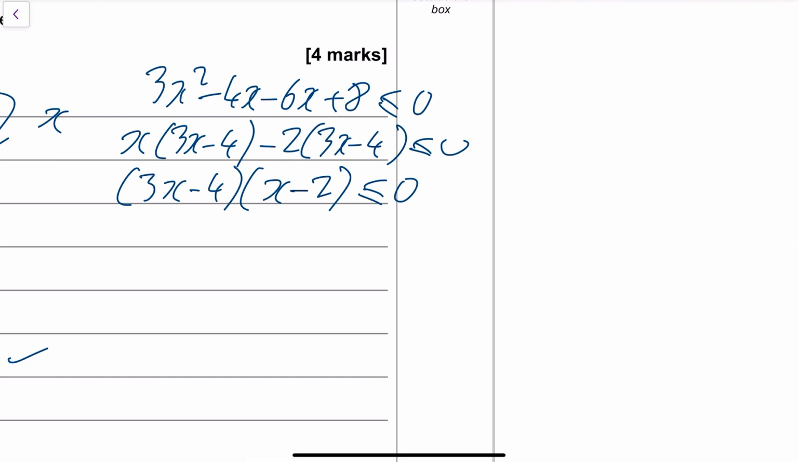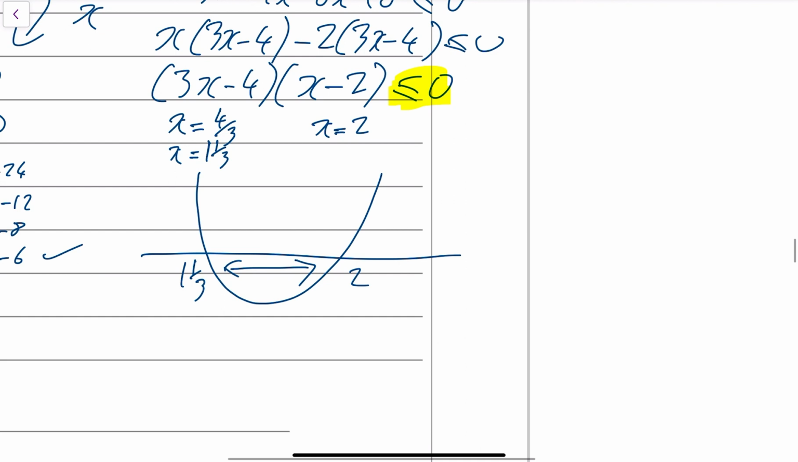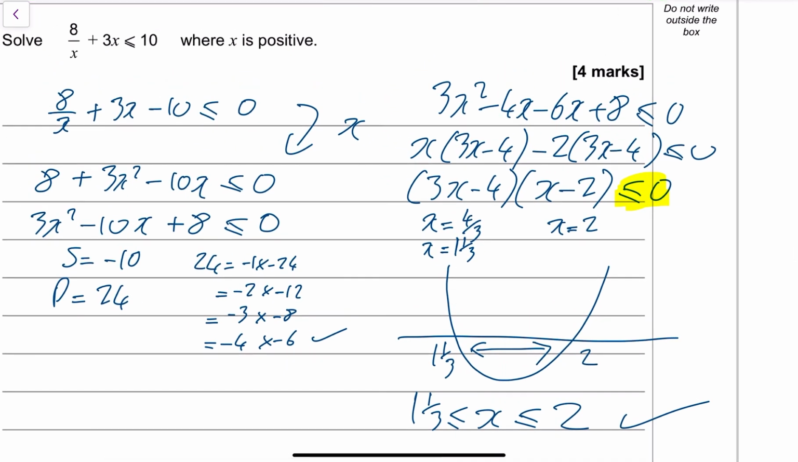And then, where do we go? Okay, this one would be x equals 4 over 3. This one would be x equals 2. So that's where our U shape, our positive quadratic, crosses at, that's 1 1/3 and 2. And we want it to be less than 0, so we want it to be underneath. And it's underneath between here and here. So my answer, 1 1/3 is less than or equal to x is less than or equal to 2. Hopefully that is what we're looking for there. Nice question.